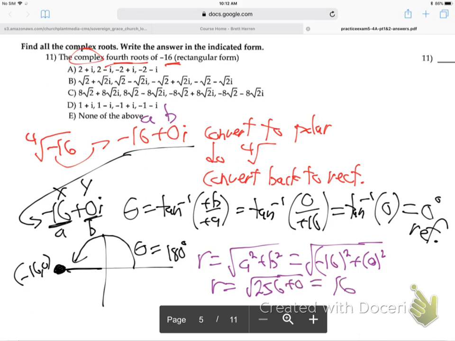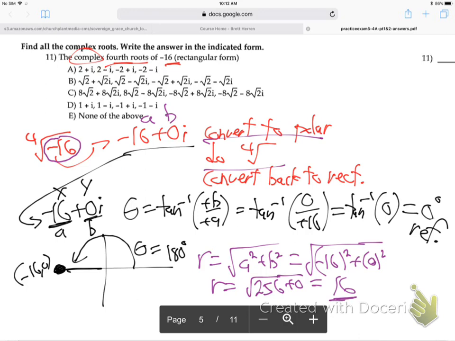R is 16. Rudy, at the top you had like the 4th root of negative 16. Why did you drop the root? Why is it just the negative 16? Oh, yeah. I'm just doing the negative 16 right now. I'm converting to polar now. I'll do the 4th root as my second step.